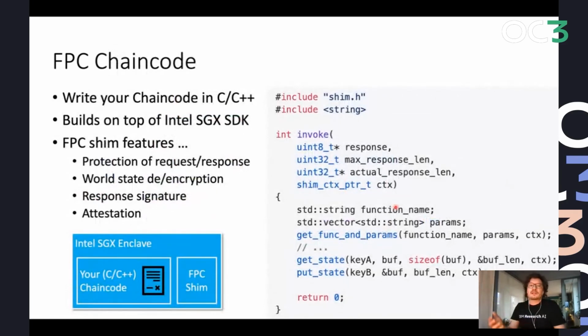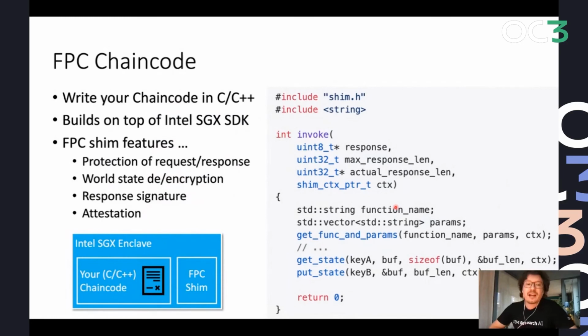So let's talk a little bit about how you use that Fabric Private Chaincode now. Okay, so essentially when you are familiar with Fabric, you know you can develop chaincode by just implementing an invoke function and compile that stuff and ship it to the peer for executing. So with Fabric Private Chaincode, this looks a little bit different, not much, but since Fabric Private Chaincode builds on top of the Intel SGX SDK, we have to write our chaincode in C, C++. Maybe this is not ideal for a chaincode language.